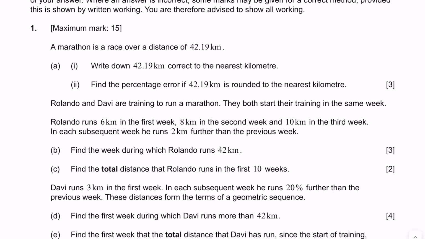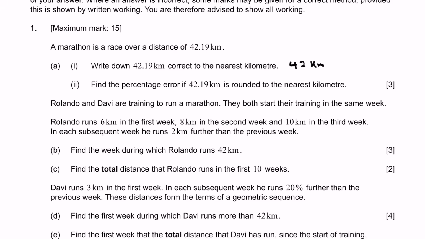Question 1. A marathon is a race over a distance of 42.19 kilometers. Part 1 of A asks us to write down 42.19 kilometers correct to the nearest kilometer. So the nearest kilometer would be to this ones place right here. Here we have 0.19, so in this case we would round down to 42 kilometers. Write down as a command term just means provide the answer, no process needed.